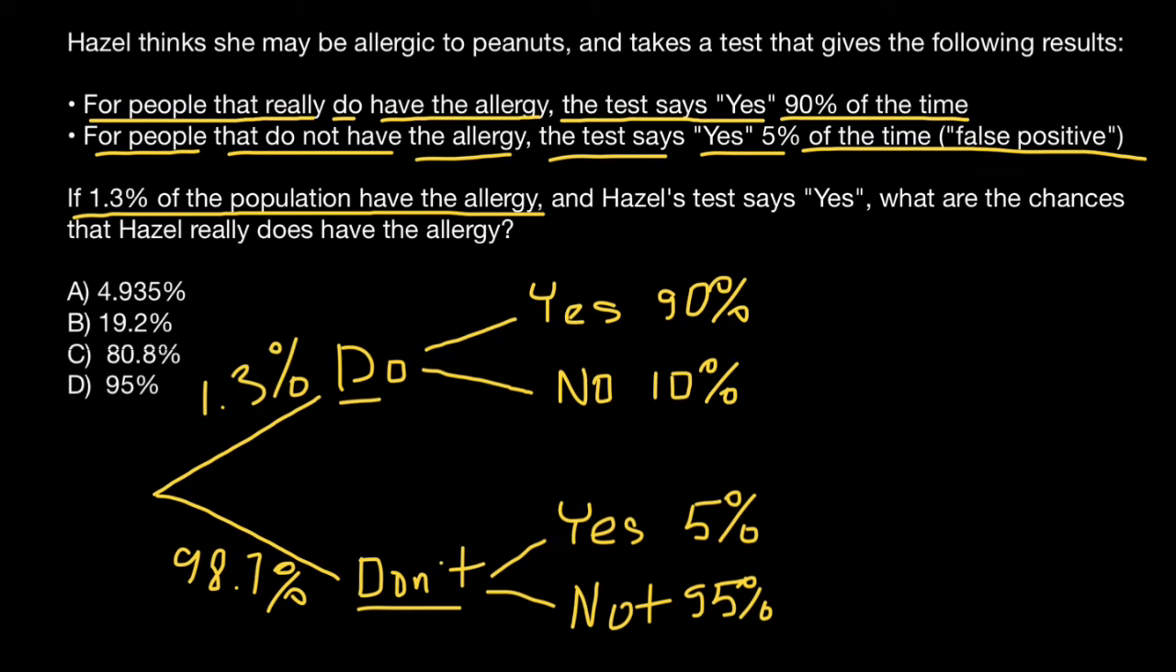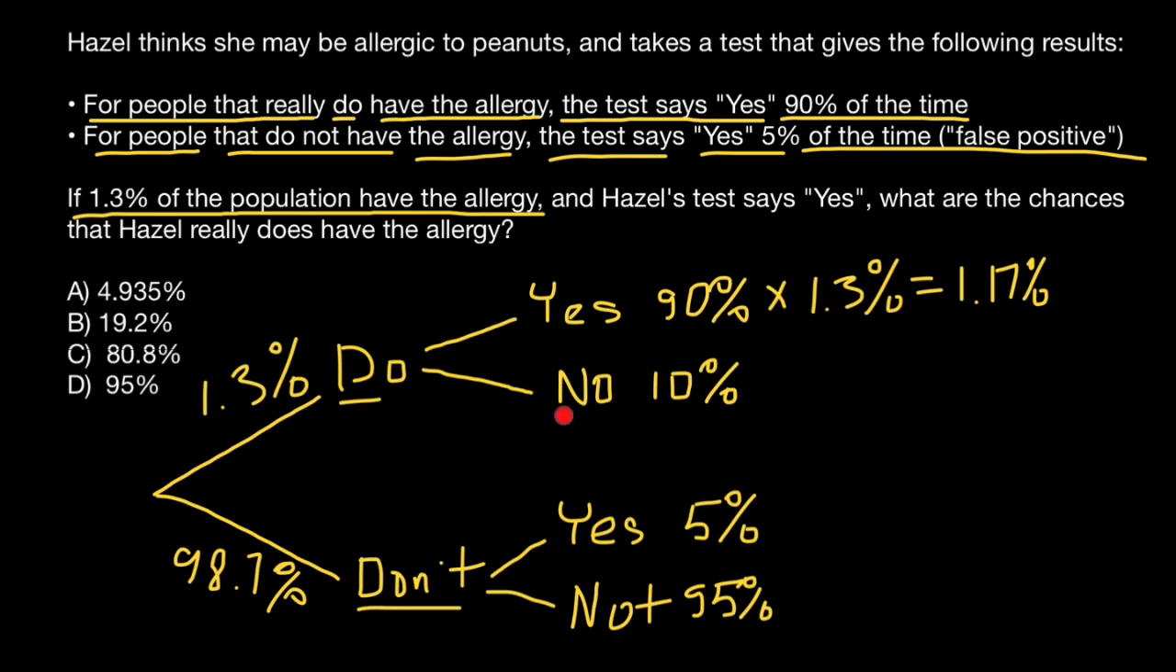Now let's find the frequency of these four categories that we got. The first category is those people who do have the allergy and the test shows that they do have the allergy. So this is going to be 90% times 1.3%. We just have to multiply these two numbers, and this is going to be 1.17%.